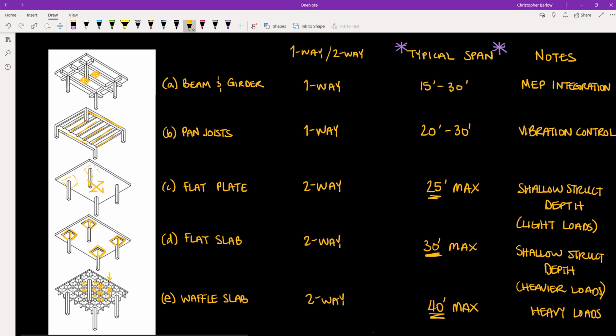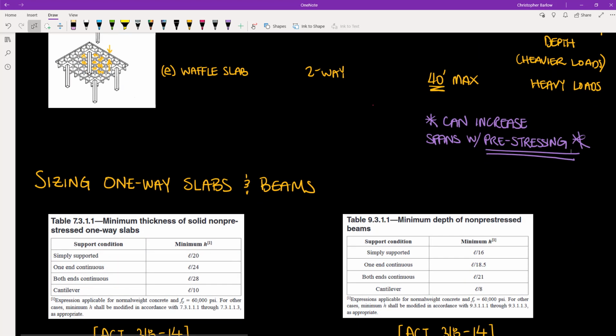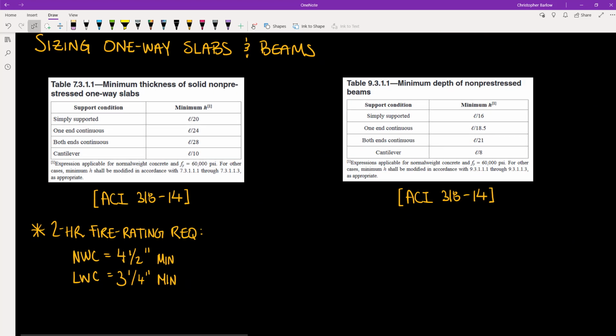So for this course, we're going to be looking primarily at sizing beam and girder systems, as well as flat plate and flat slab systems. And so we'll be looking more into sizing elements for these three systems next. Also, it's important to note here that these typical spans can be increased through pre-stressing. And again, I'm not going to get into the specifics of what pre-stressing is due to time constraints, but I will add an additional video for you to watch if you're curious. So in the next video, we will get into sizing one-way slabs and beams.